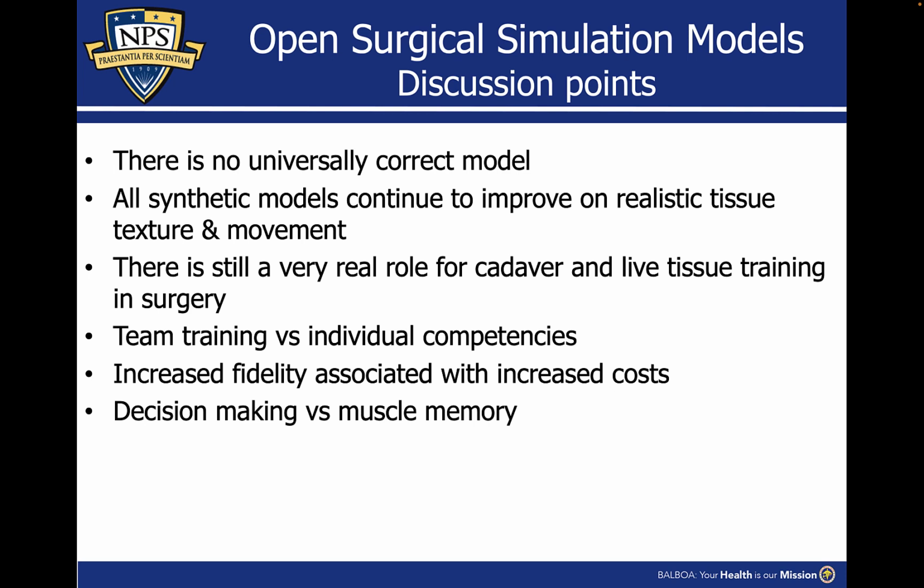And finally, one good point that I'd like to make is a lot of these surgical simulation models really are training decision making versus just doing a task, muscle memory. When you have something that has an intra-abdominal hemorrhage, the idea is you open up that abdomen and you try and figure out where that hemorrhage is coming from and what you need to do to stop that. Not simply just how do I throw a stitch or how do I pack an abdomen. So that's the good thing on all these models.